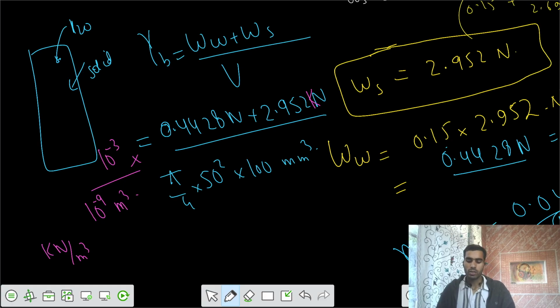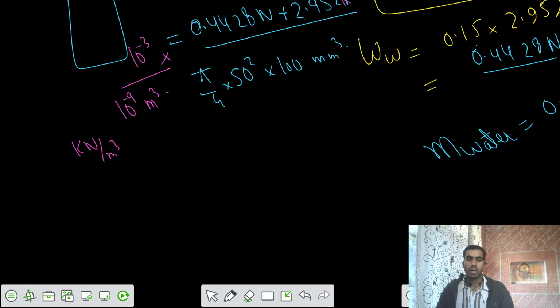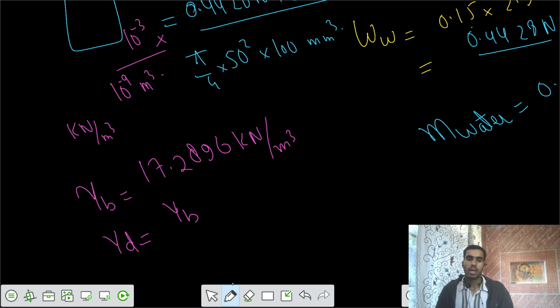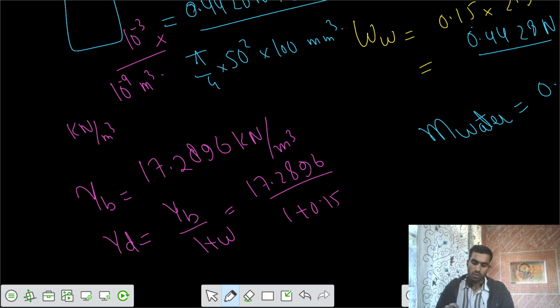So that's 17.2896. So finally, gamma bulk, the unit weight of that soil specimen, is equal to 17.2896 kilonewton per meter cube. And from that, I can also get the dry unit weight. That's actually gamma bulk by 1 plus w. That's 17.2896 divided by 1 plus 0.15, so 1.15. That's 15.03 kilonewton per meter cube.